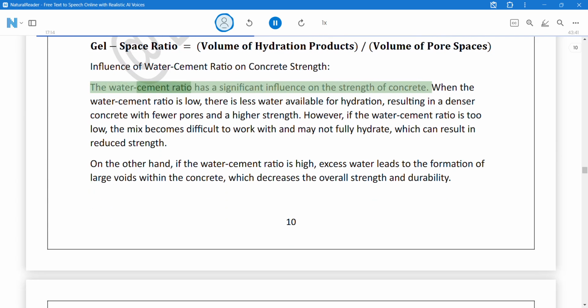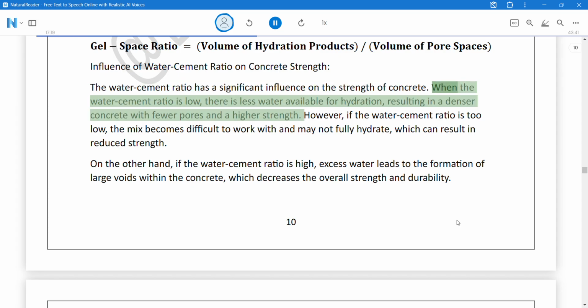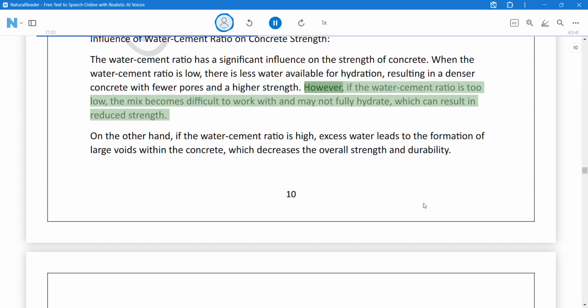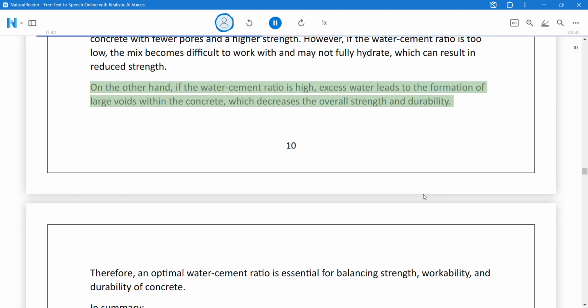The water-cement ratio has a significant influence on the strength of concrete. When the water-cement ratio is low, there is less water available for hydration, resulting in a denser concrete with fewer pores and a higher strength. However, if the water-cement ratio is too low, the mix becomes difficult to work with and may not fully hydrate, which can result in reduced strength. On the other hand, if the water-cement ratio is high, excess water leads to the formation of large voids within the concrete, which decreases the overall strength and durability.